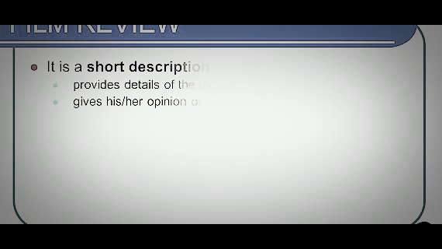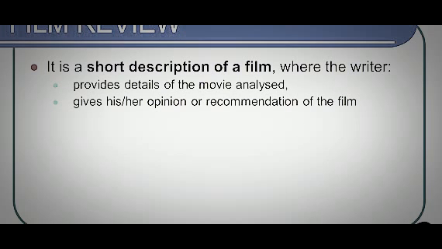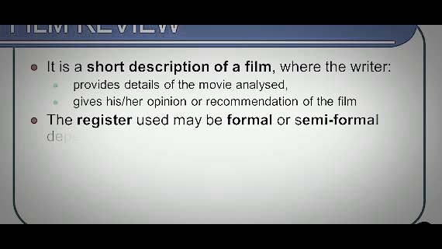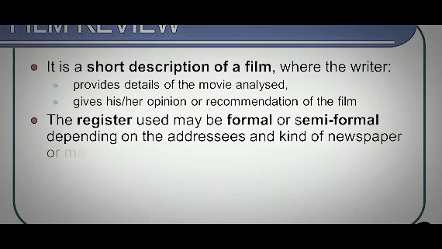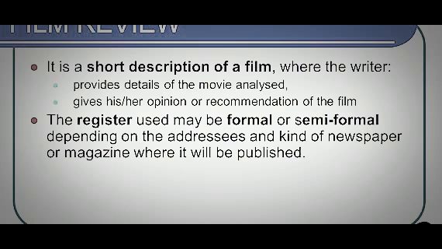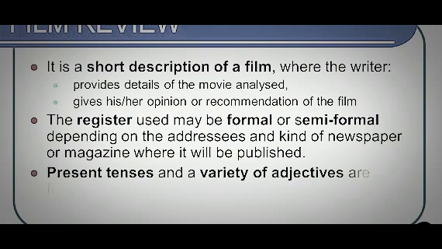We will start by describing what a film review is. It is a short description of a film, where the writer provides details of the movie analyzed and gives his opinion or recommendation of the film. The register used may be formal or semi-formal, depending on the addressees and kind of newspaper or magazine where it will be published. Present tenses and a variety of adjectives are frequently used.